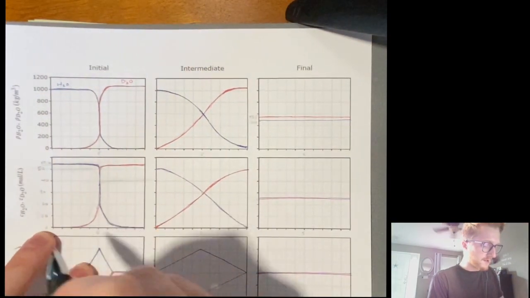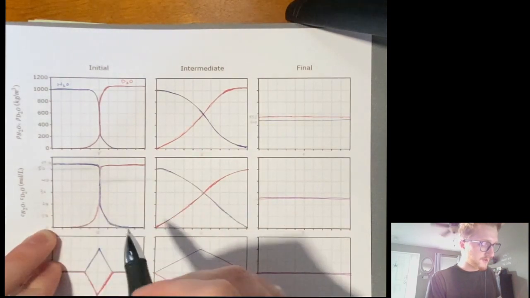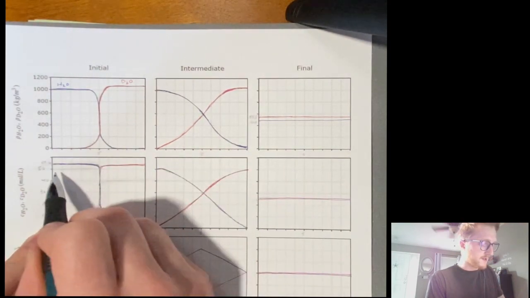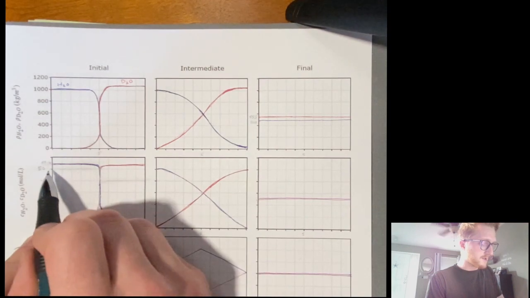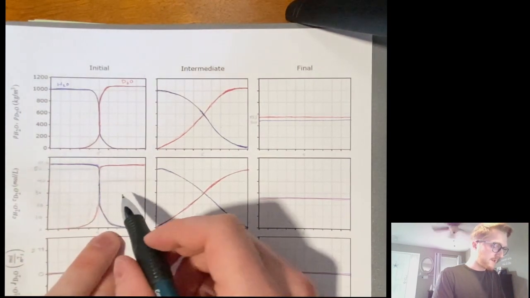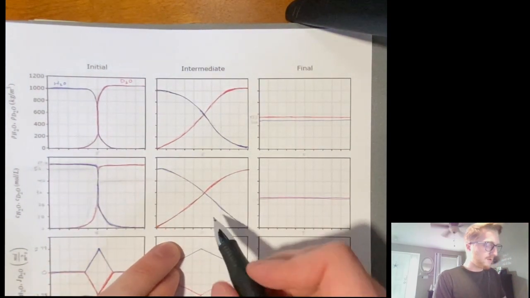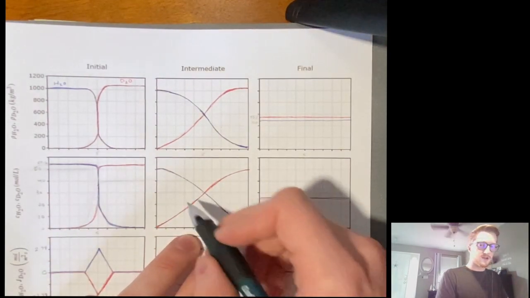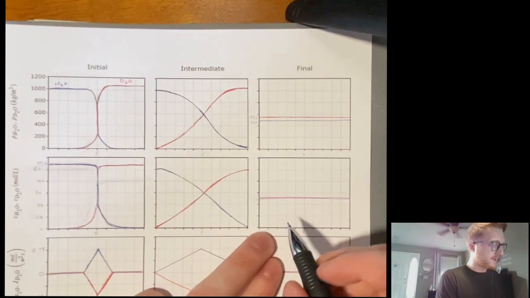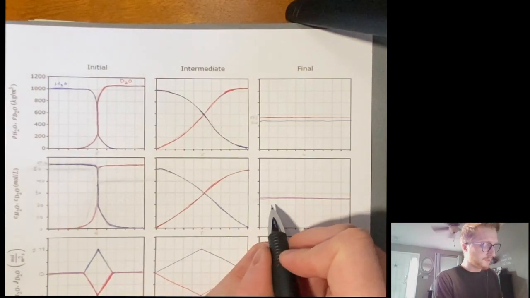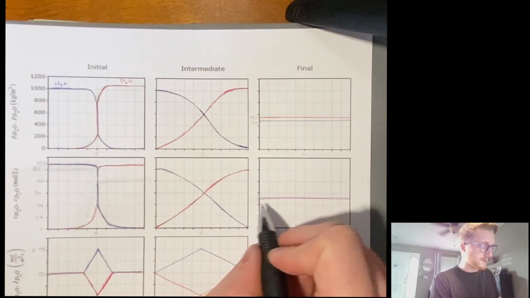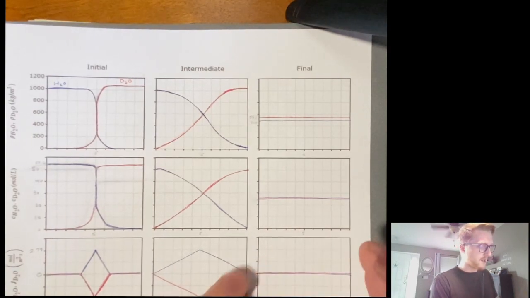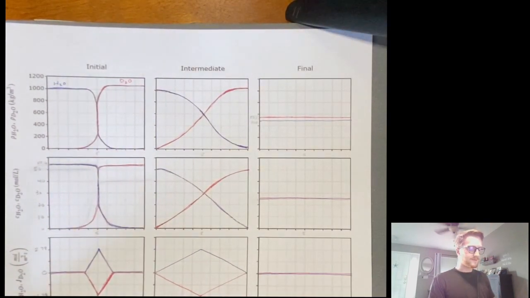Similarly, for the concentration of water and deuterium, you have that steep slope at the beginning because you have pure water on the left and pure deuterium on the right, with a much more gradual change in concentration as things are allowed to mix and move throughout the capillary. And then finally at equilibrium, the concentration is going to be equal throughout the entire capillary system.